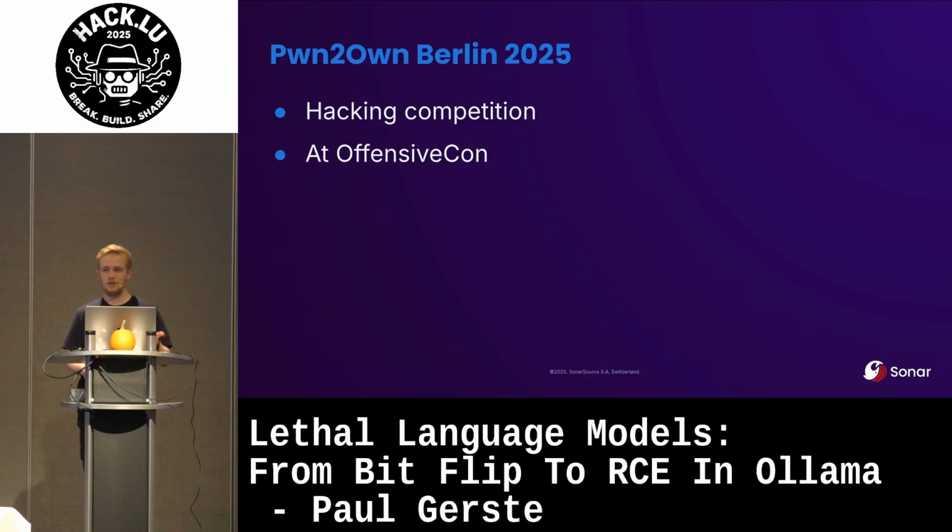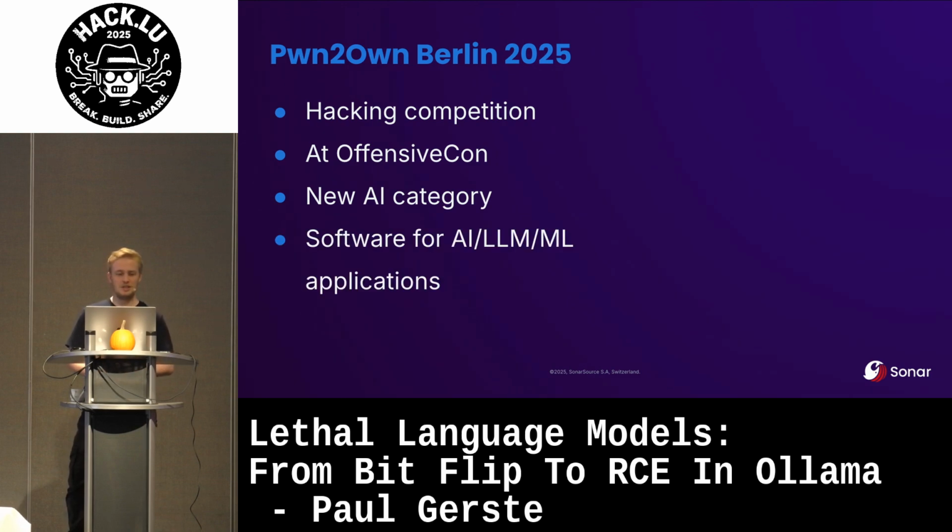This time it was at OffensiveCon, which is a very good fit, because OffensiveCon is an offensive security conference and Pwn2Own is an offensive security competition. Very nice. And I was going to the conference anyway, so I was like, well, might as well take a look. This year, they added a new AI category. First I was like, is this just marketing or is this something nice to look at? But actually, it's about the software that's used to run AI, LLM, or machine learning applications.